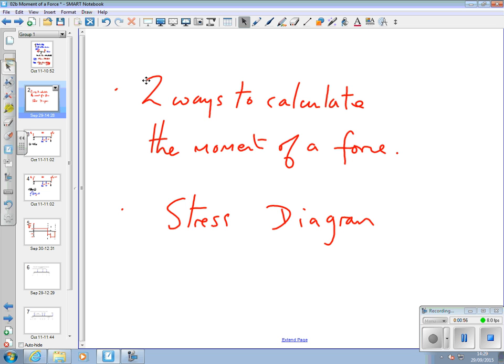We'll look at what a moment is, and we'll look at the conventions around using these two methods for finding the moment of a force. And as you get more complicated with the moment diagrams we look at, it's important to stick to the conventions, whichever way you choose to use it. So it could be your choice as to which way you use to calculate the moment. Whichever way you choose, make sure you stick to those conventions.